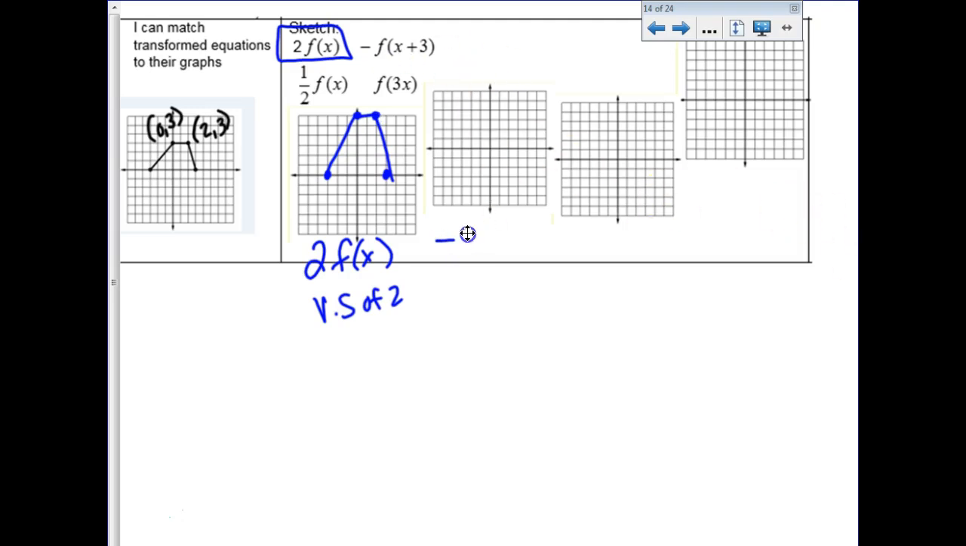If you throw a negative in front of your function, and then you have an x plus 3, now everyone's all paranoid about order. This is a vertical reflection, and this is a horizontal shift. So it doesn't matter which order you do them in, because they're not competing against each other. So we know we have to reflect over the x-axis, and then we also have to move left 3.